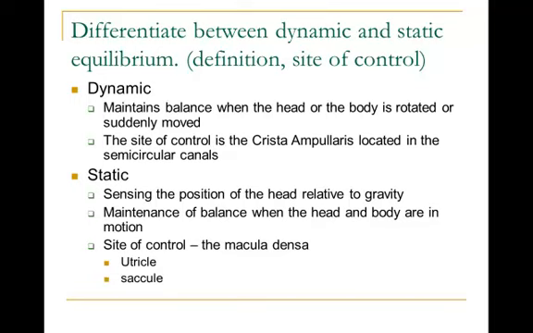So differentiating between dynamic and static. So we're going to say, okay, what's the definition and where is it controlled? So dynamic maintains the balance when our head's being rotated, and that's in the semicircular canals and the crista ampullaris. So we just summarized that nicely. That's the pirouette, the ballerina. The static equilibrium senses the position of your head relative to gravity. So when we bend our head forward, those little otoliths pull in there, and they're little calcium crystals and they pull on the hair. And the site of control is the macula here with those two structures.